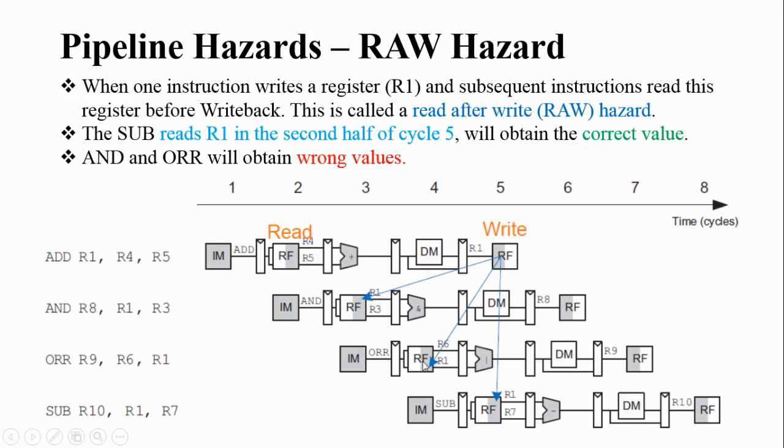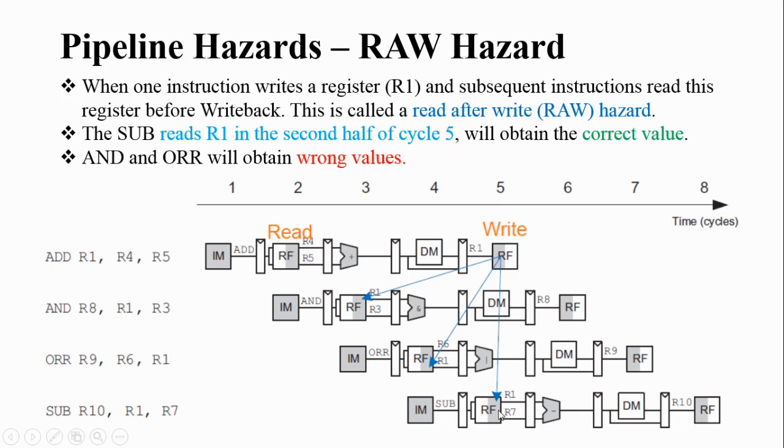Similarly, in this instruction, again in the second stage, that is in cycle 4, you are trying to read R1. At this point also you will not be getting R1. Again a pipeline hazard will occur, and in these two instructions, the and and the or, you will be getting a wrong value.